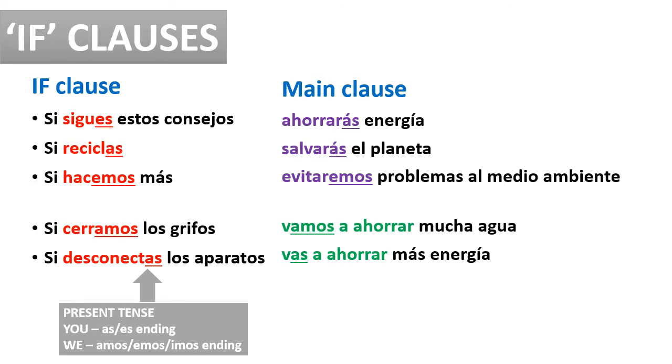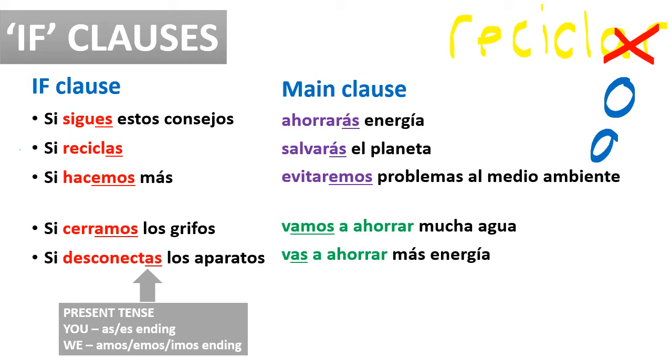Now remember, with the present tense, the way that we form it is we take our infinitive. So if we take the second one, which is if you recycle, the way that we've got there is we've taken our infinitive, which is reciclar. Then we've taken off our AR. Normally we'd add an O to talk about ourselves, but in this case we've added AS to talk about you. So instead of saying I recycle, we've said you recycle. If you recycle, you will do this. So that's how you're going to form the first clause.